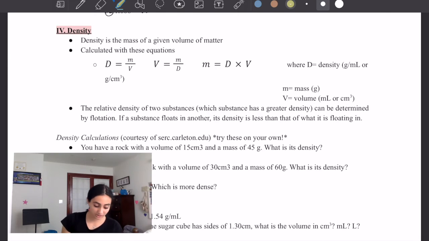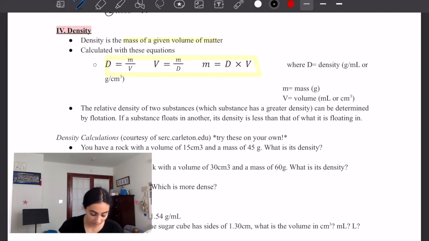All right. So we are going to get started with density. In terms of definition, density is just the mass of a given volume of matter. And you can calculate it using these equations. Density is mass over volume, volume equals mass over density, and mass equals density times volume.